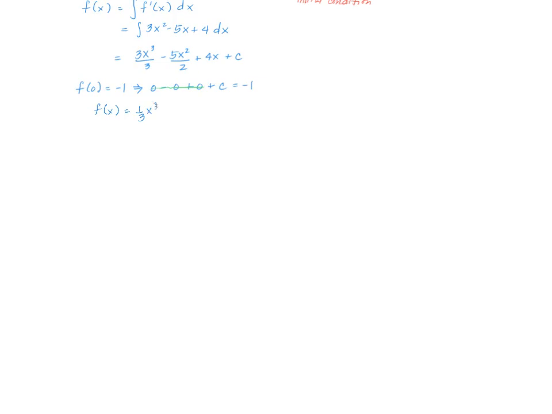x to the third. Oops, sorry. It's not 1/3, the 3's cancel. Okay, so that's f of x is equal to x to the third minus 5 halves x squared plus 4x, and now our constant is -1. And that's it. That's our function. Without that initial condition, again, I would just have to stop and leave that c, constant c in there.